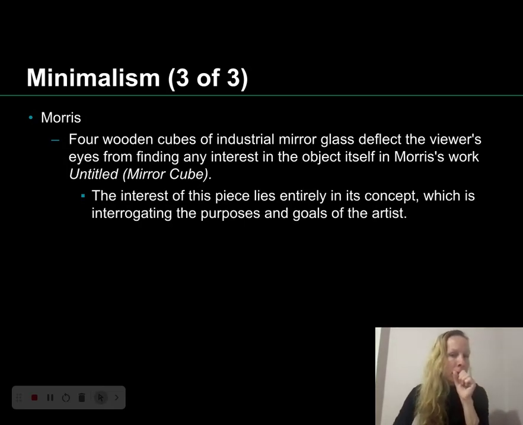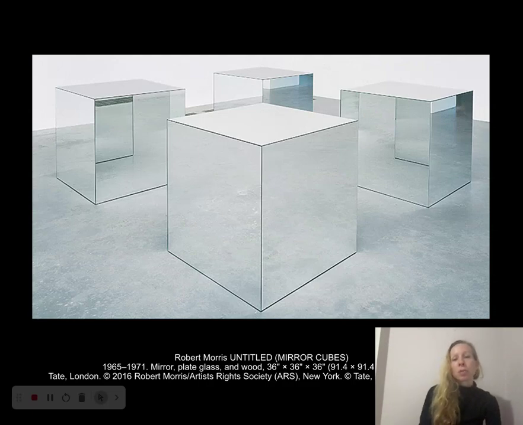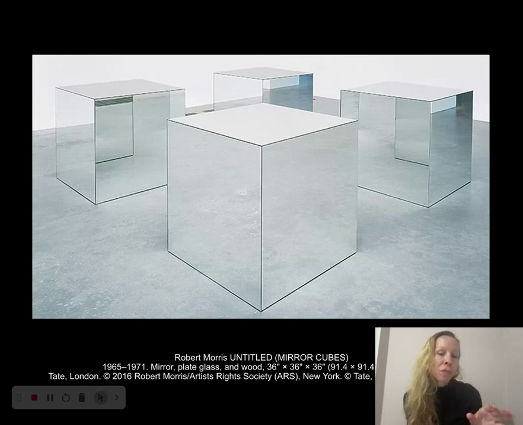So the interest of this piece lies in its concept, interrogating the purpose and goals of the artist. You have these 4 cubes together, and then you can see reflections of the cubes in the other cubes, and also how the artist or the viewers would be reflected in those cubes when they're interacting with them. So that's really the idea of the artist, to get people to think about what they're looking at and what's happening while they're looking at it.